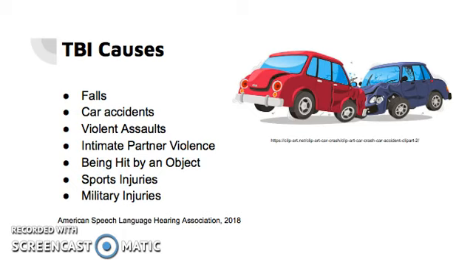There are several known causes that may result in a traumatic brain injury. Falls are the number one cause. In 2013, they made up 47% of all TBI-related ER visits and deaths in the United States. Also, there are car accidents, violent assaults, intimate partner violence, also called domestic violence, being hit by an object, sports injuries such as concussions, and military injuries such as explosions.